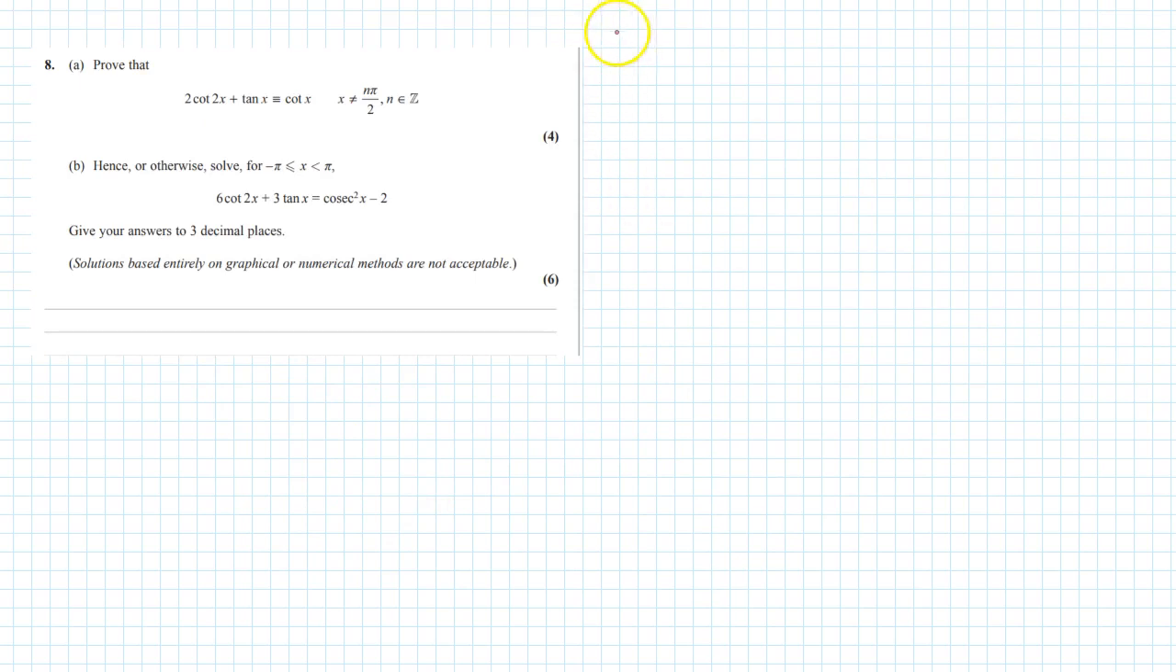Question number 8a. Prove that 2 cot 2x plus tan x will be cot x. You have to prove this one. So let me write it. Generally I change all this into sine and cos whenever cot, sec or cosec is there, unless there is a direct formula.